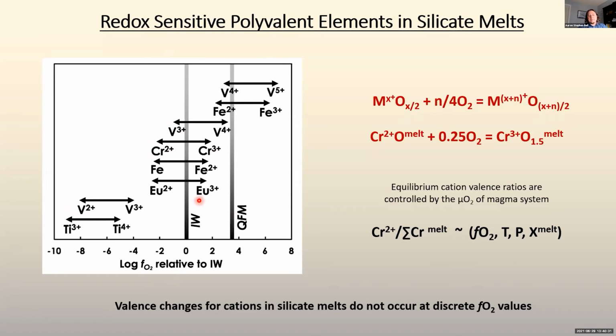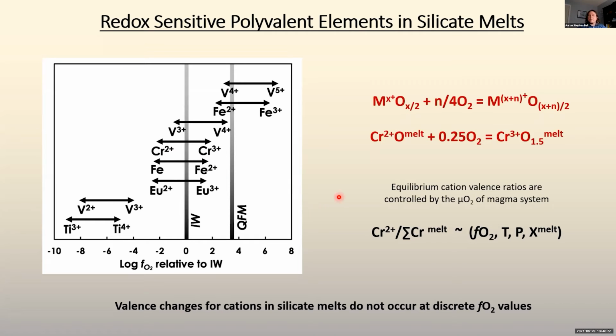So for example, this IW stands for the iron wustite buffer. And so this is the mineralogical reaction where you transform metallic iron into wustite, which is FeO. And so this happens, of course, at a single discrete FO2. But the transformation of, for example, chromium 2 plus to chromium 3 plus in silicate melts happens over a wide range of FO2.